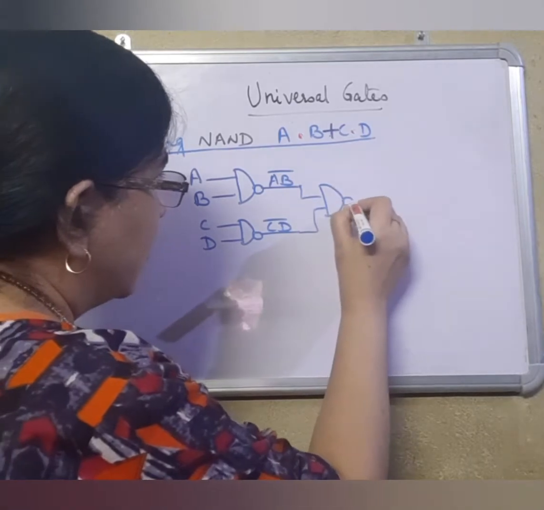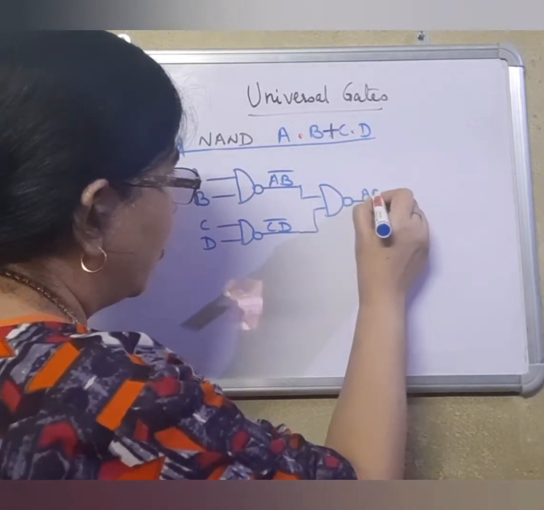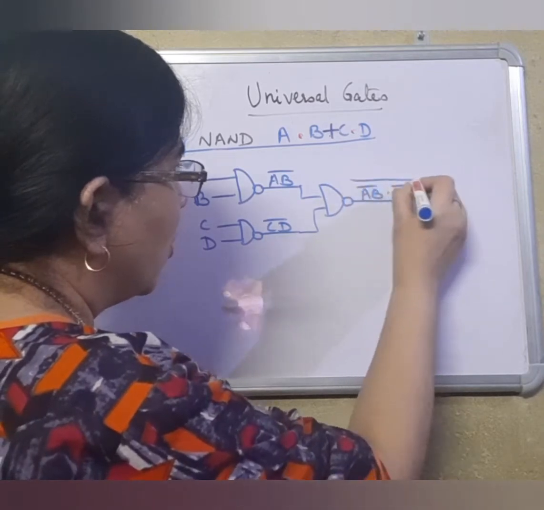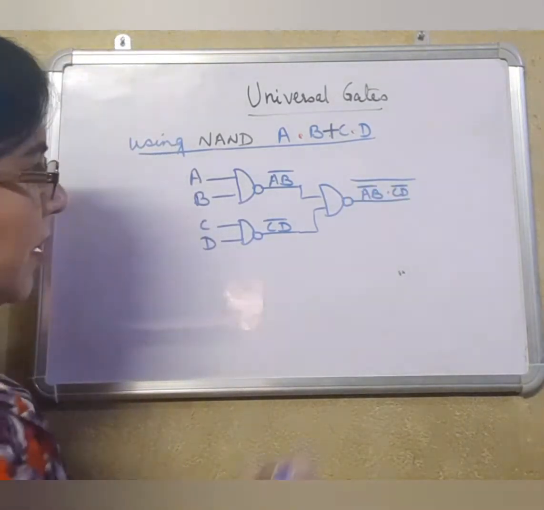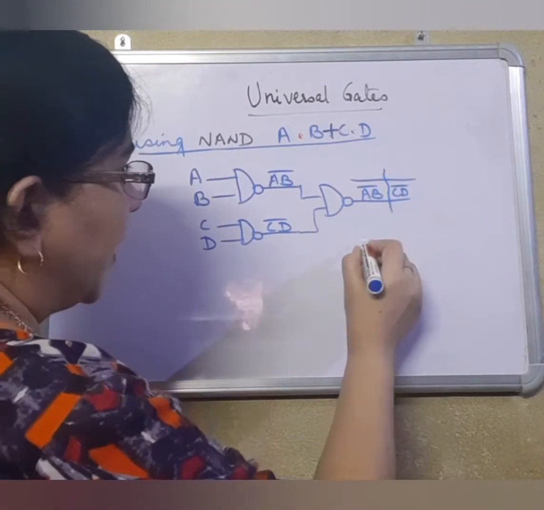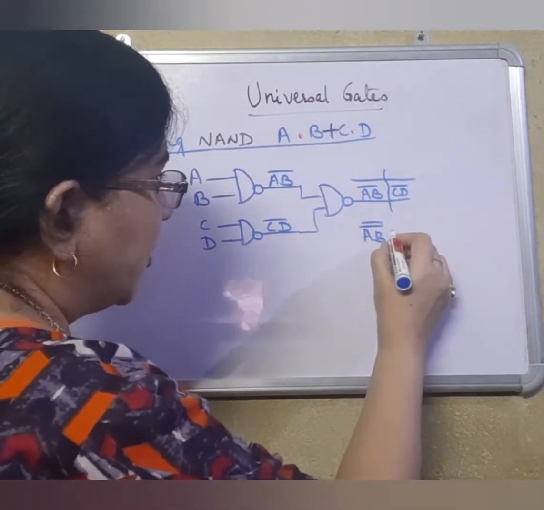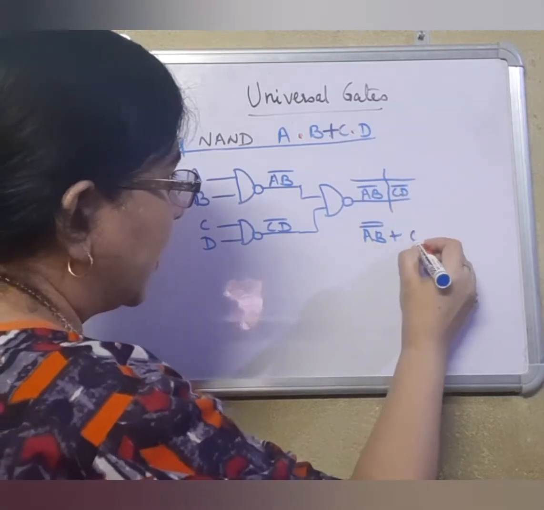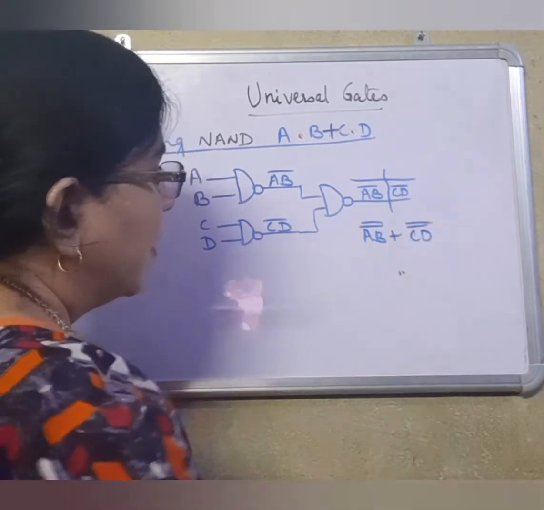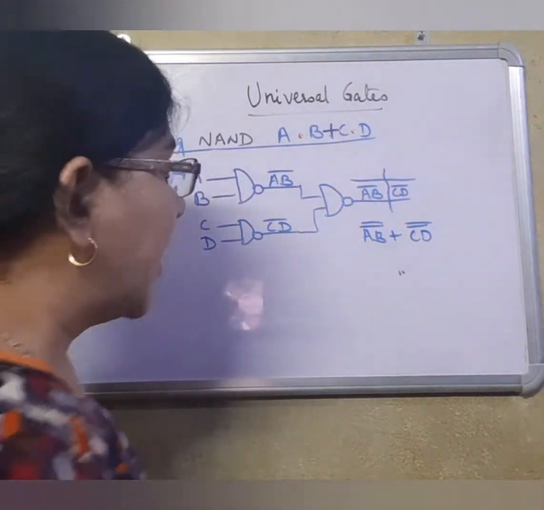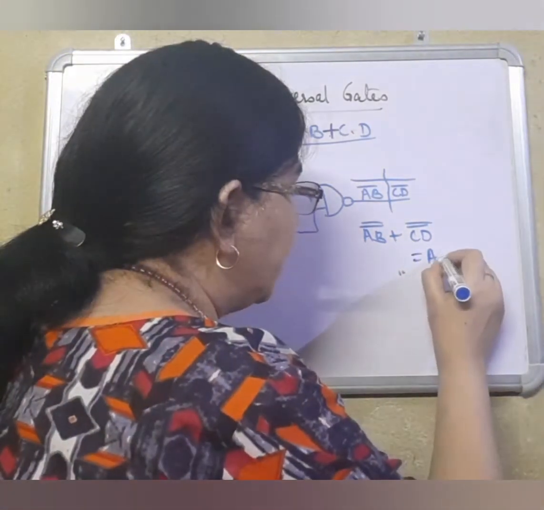Then we get here A, B whole bar, dot CD whole bar, whole bar. The whole bar by De Morgan, we break it, we get here AB double bar, dot will be changed to plus, then CD double bar. Double bar by involution law again gets cancelled, and we get the output as AB plus CD.